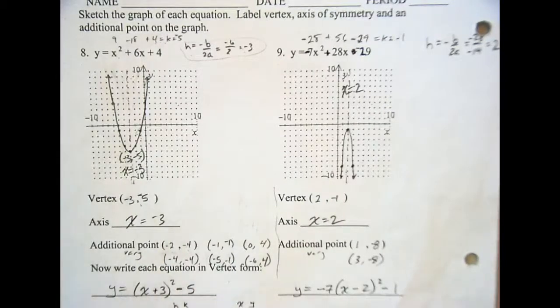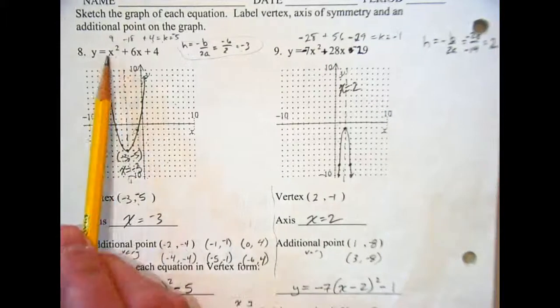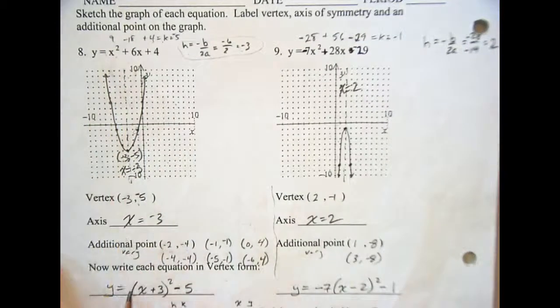Then changing it to vertex form, remember your a term is the same. So it's 1 here, so that means a is going to be 1. You have plus 3 minus 5. Okay, make sure you have the y equals and you put the squared there. Okay? Any questions on 8?